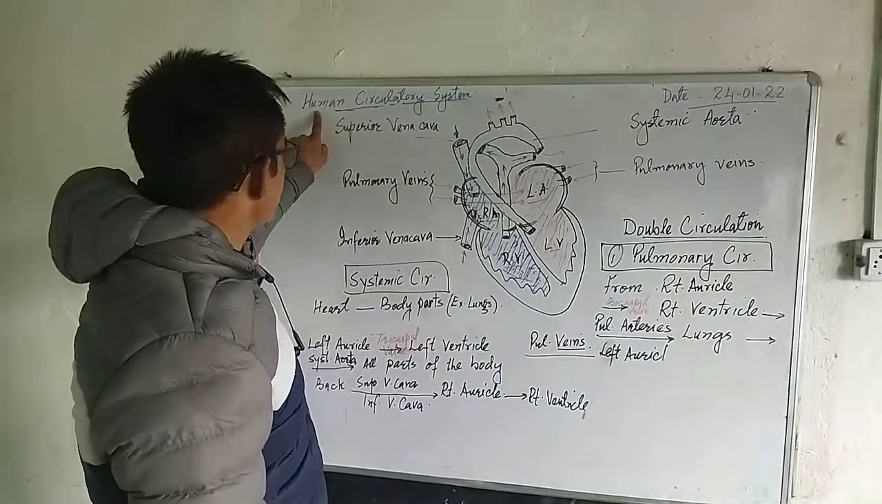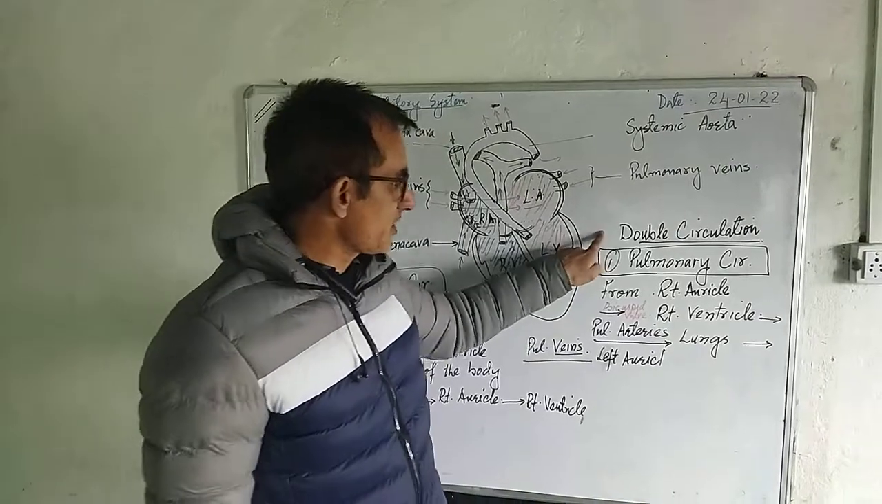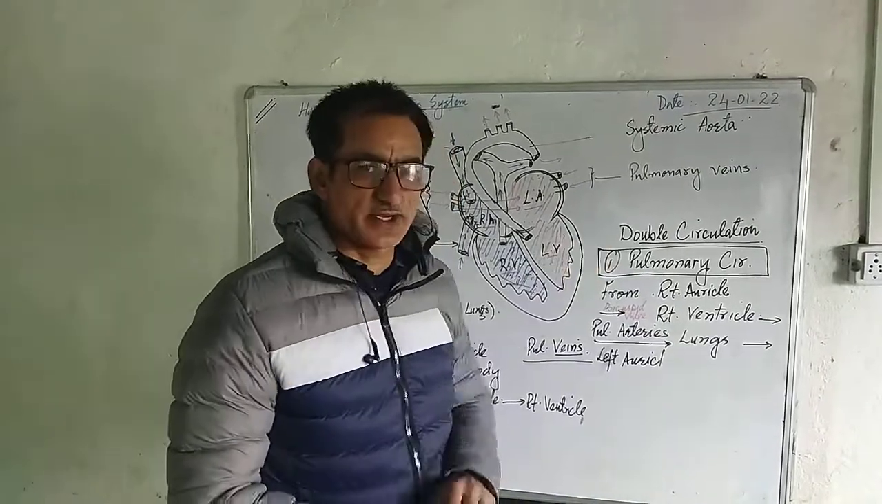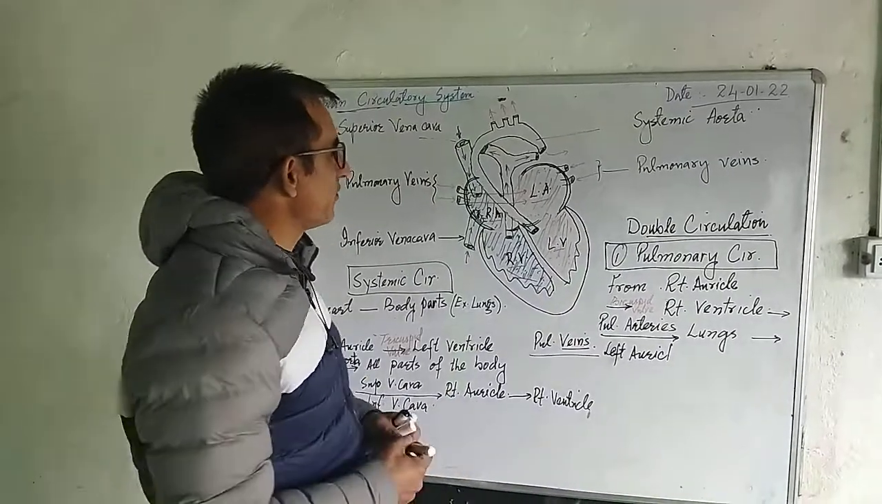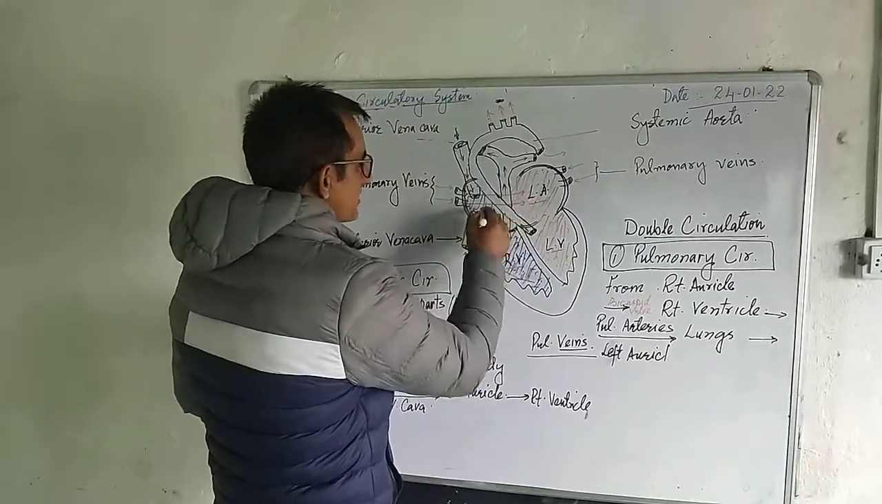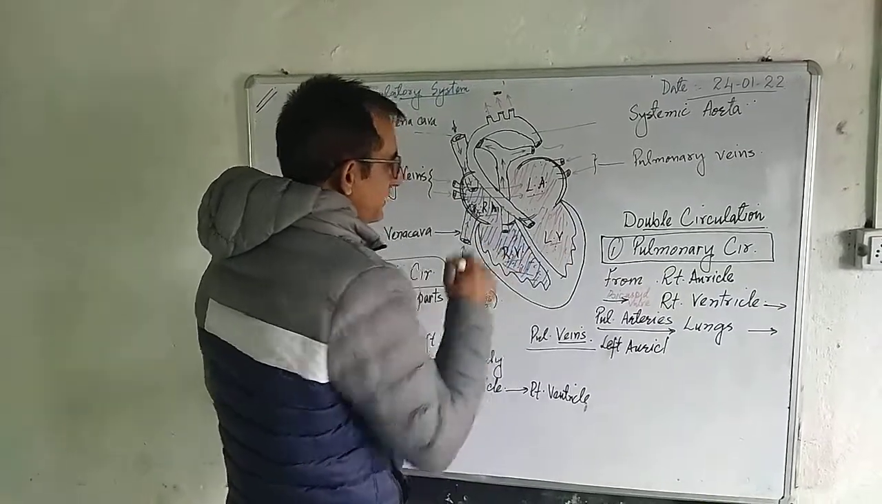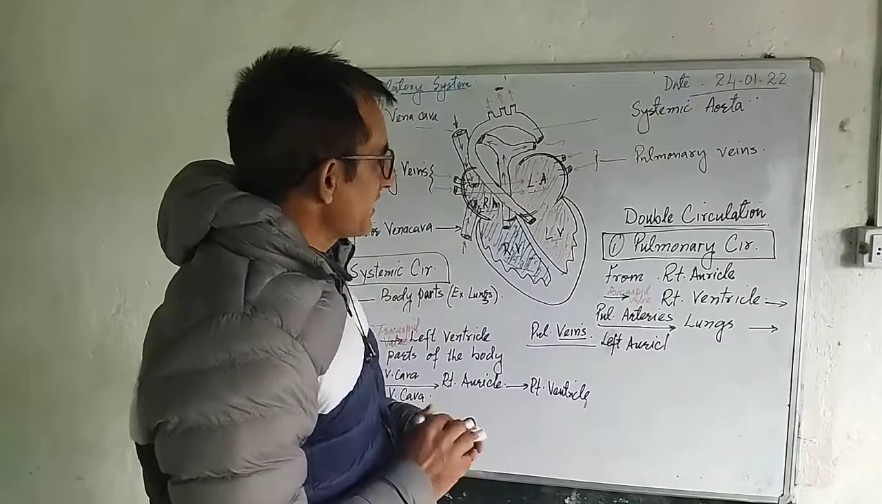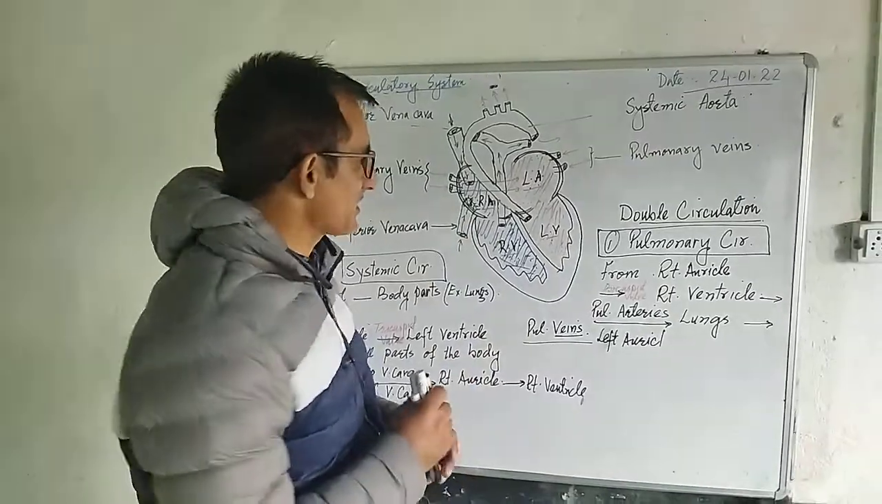Today I'm going to take the chapter Human Circulatory System, and my topic of the day is double circulation in the human heart. So we know, dear friends, that the human heart has four chambers. It has two auricles, right and left auricle. Then it has two ventricles, right ventricle and left ventricle. The entire function of the heart is to pump blood to different parts of the body.